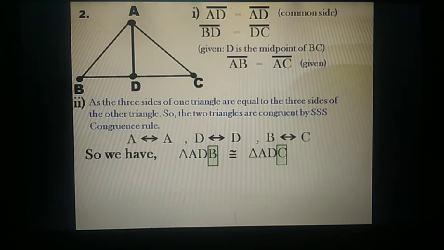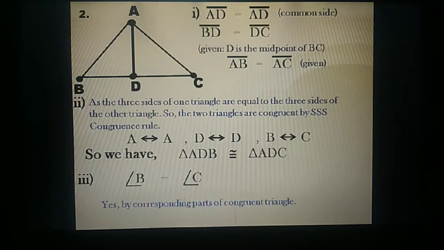Yes, from the third set we can see that B and C are the corresponding vertices. So as they are the corresponding angles, we can say that angle B equals angle C. Yes, by corresponding parts of congruent triangles. So first we are supposed to check whether they are corresponding or not. Here, yes, B and C are corresponding, and as the triangles are congruent, they are supposed to be equal now.